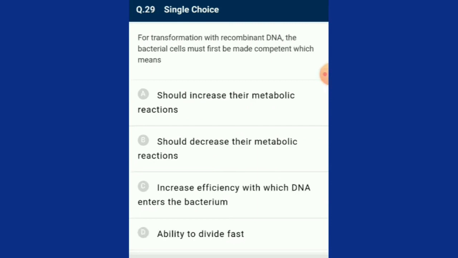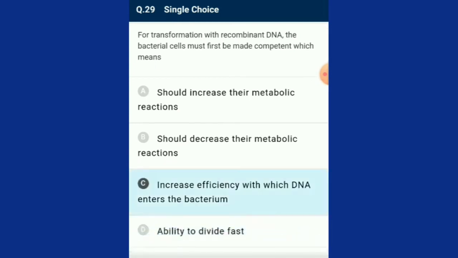Question number 29. Competent, which means as DNA is a hydrophilic molecule, it cannot pass through the cell membrane as it is hydrophobic in nature. Therefore, the bacterial cell should be made capable of uptaking DNA. They should be competent. So the answer is option C. Increase efficiency with which DNA enters the bacterium.